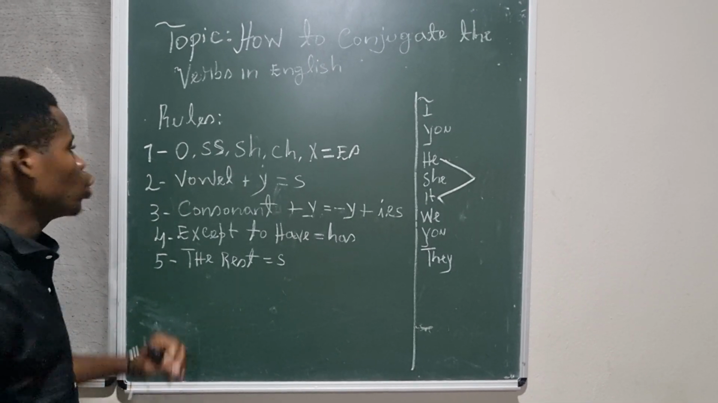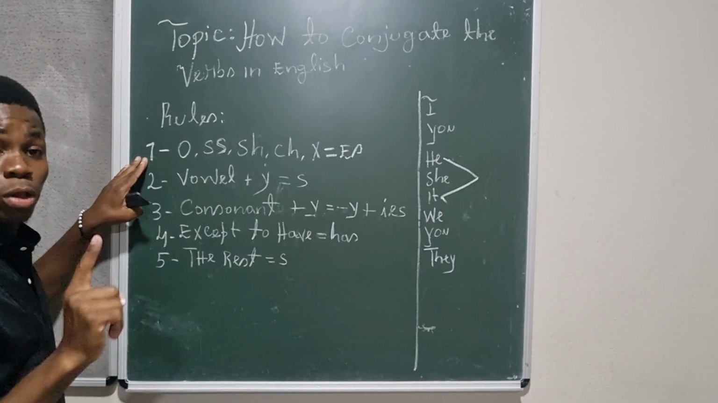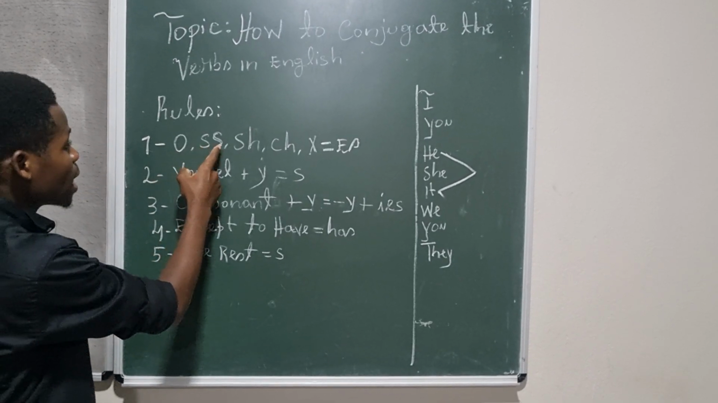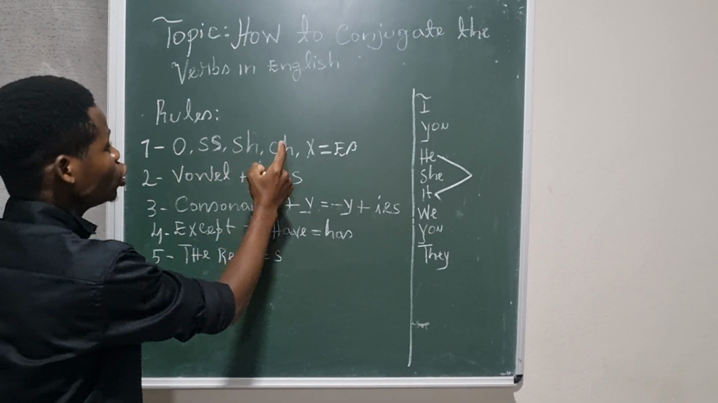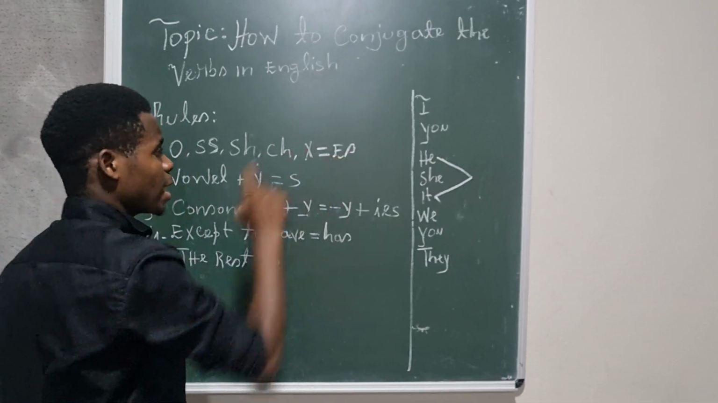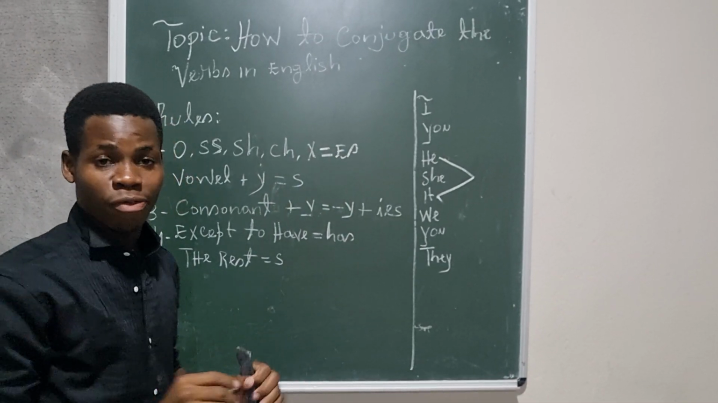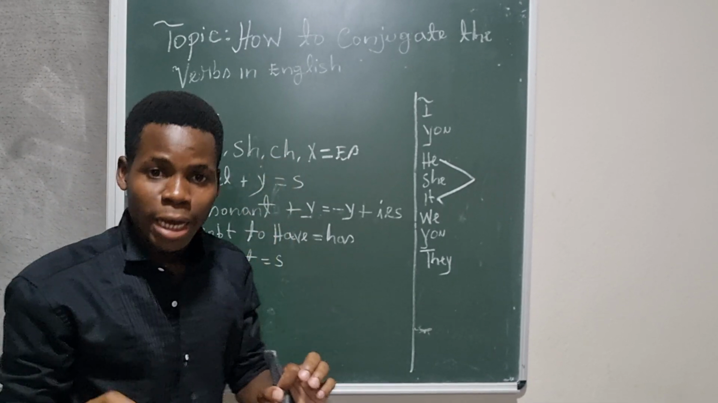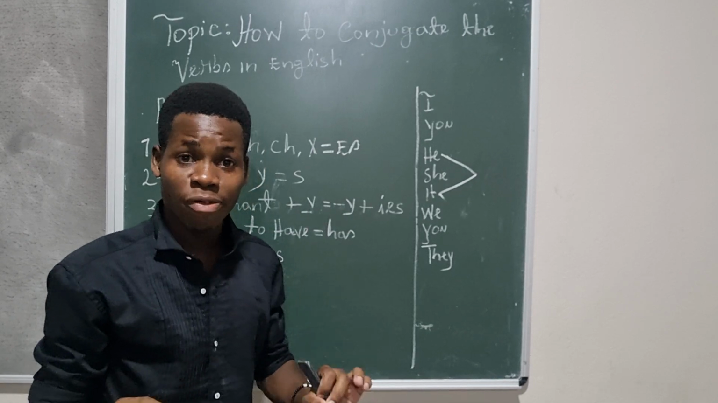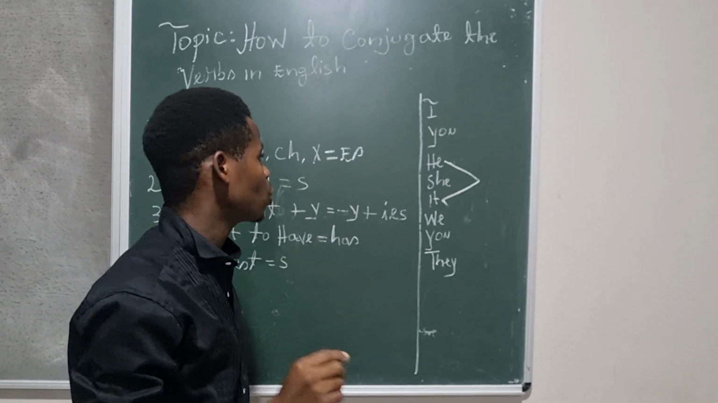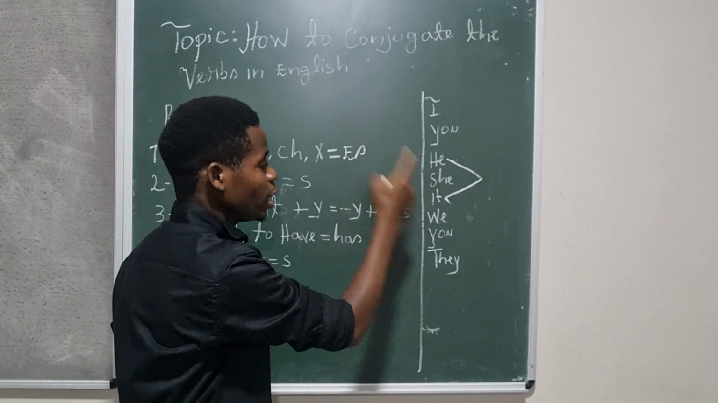Okay, let's go. Rule number 1 says that all the verbs that end with o, sh, ch, x will be equal es. Okay, to conjugate the verbs with rule number 1. Remember, in English we just conjugate the verbs at the third person singular. I'm talking about he, she, it.